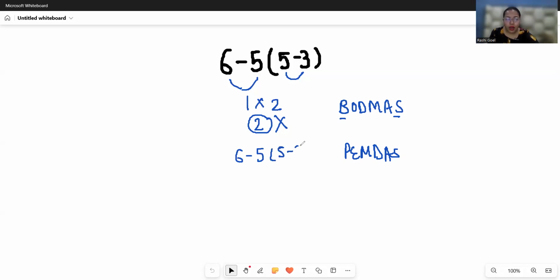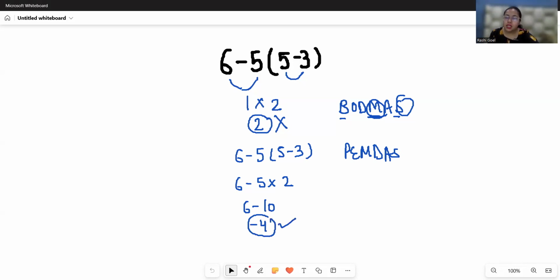So the bracket is 5 minus 3, that is 2, and if there is no sign between the bracket and the number, you have to put multiplication. Now you have two operations, that is subtraction and multiplication. So you have to give priority to multiplication first. So it's 10, and 6 minus 10 is minus 4.